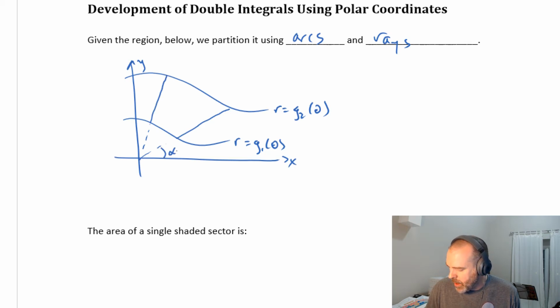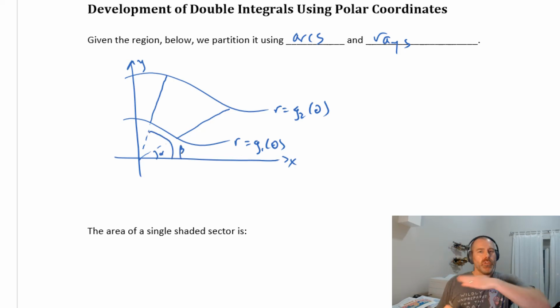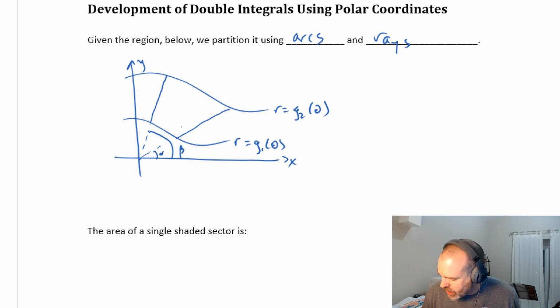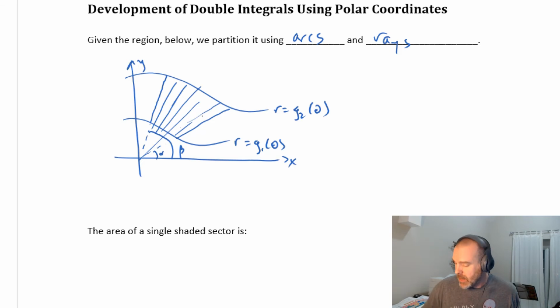We have an alpha, and then beta. So we have one angle and then the other angle, right? And then the partitioning kind of cuts this up into different rays. Let me do the partitioning in a different color.